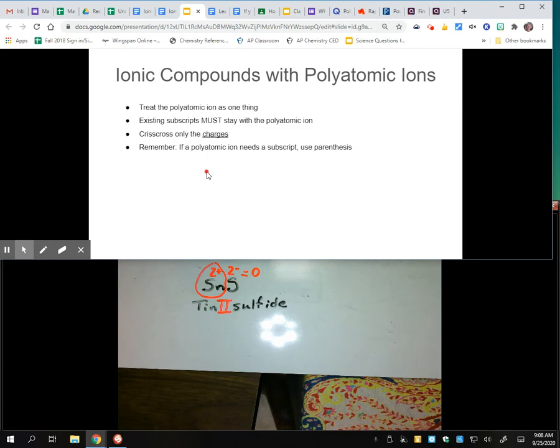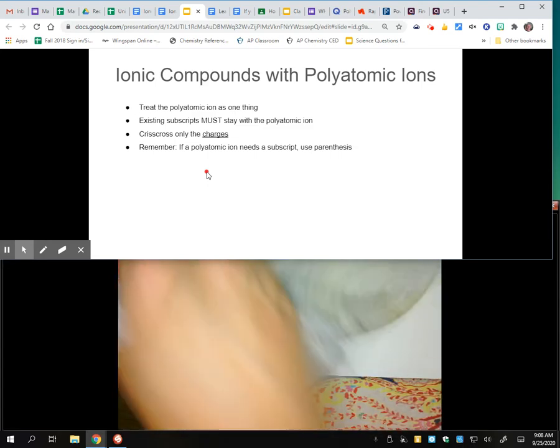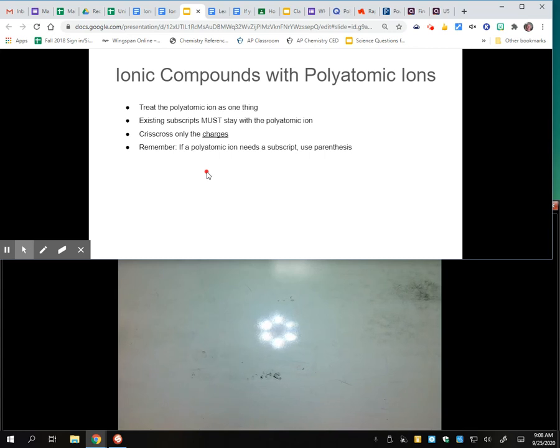All right, now let's talk about ionic compounds with polyatomic ions. You're going to treat a polyatomic ion as one thing, and formula writing is just as simple as it was with those simple ionic compounds. So let's say for a nitrate, when we bond something with a nitrate and write the formula, I should be able to look at the formula and see, oh, it's a nitrate.